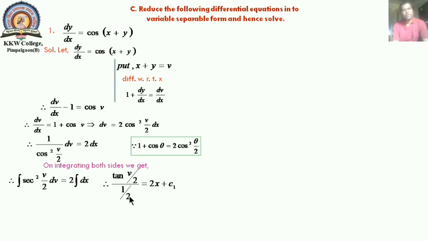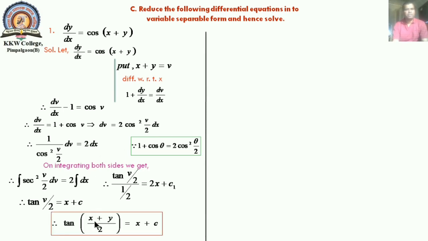So this 1 by 2 and this 1 by 2 get cancelled. You will get tan v by 2 is equal to x plus c1 by 2. c1 is constant, so c1 upon 2 is also a constant; call that constant c. Therefore tan v by 2 is equal to, putting the value of v as x plus y, tan of x plus y upon 2 is equal to x plus c. This is your general solution.